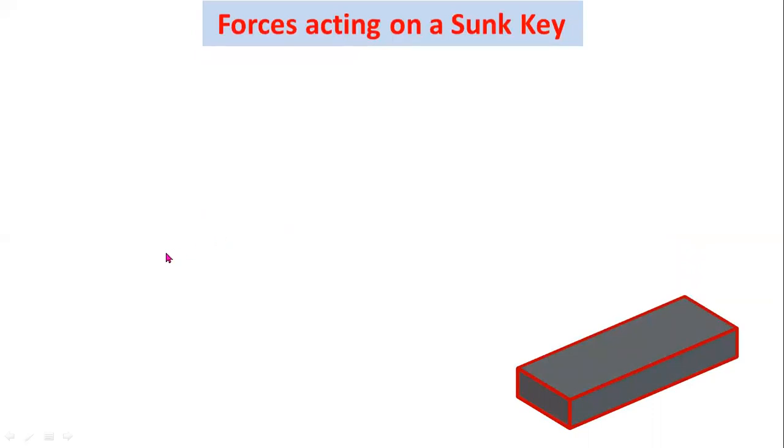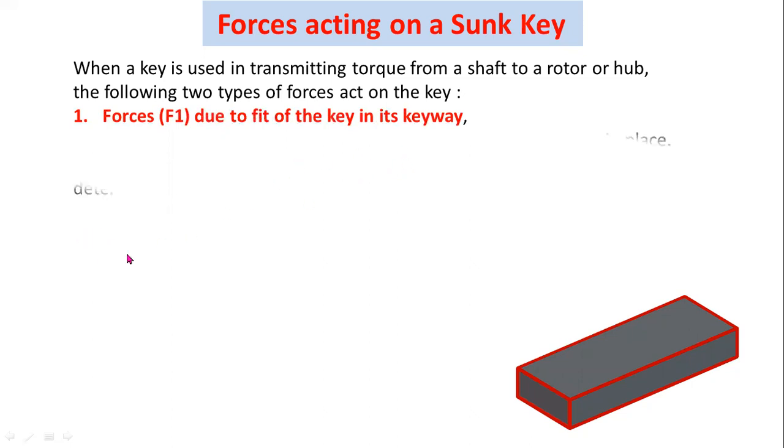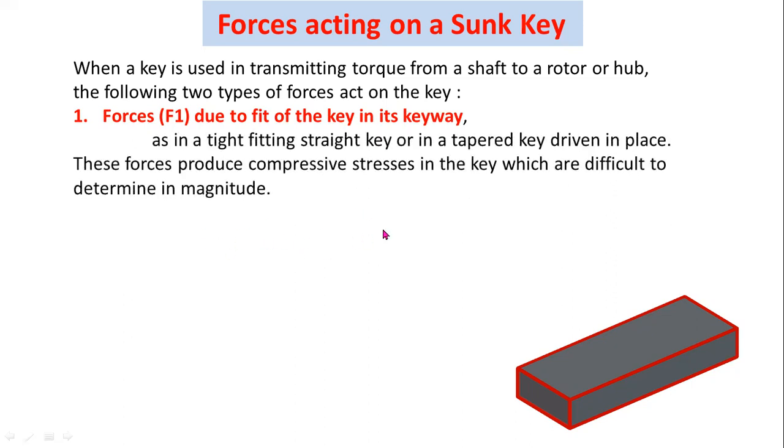Now for the design of sunk keys, you have to know the fundamentals about the forces acting on the key. When a key is used in transmitting torque from a shaft to a rotor or hub, the following two types of forces act on the key. First, force F1 due to the fit of the key in its keyway. As in a tight fitting straight key or in a tapered key driven in place, these forces produce compressive stresses in the key, which are difficult to determine in magnitude.